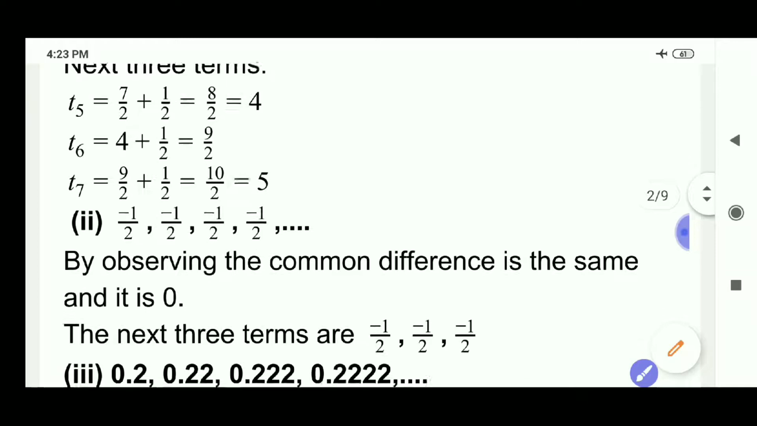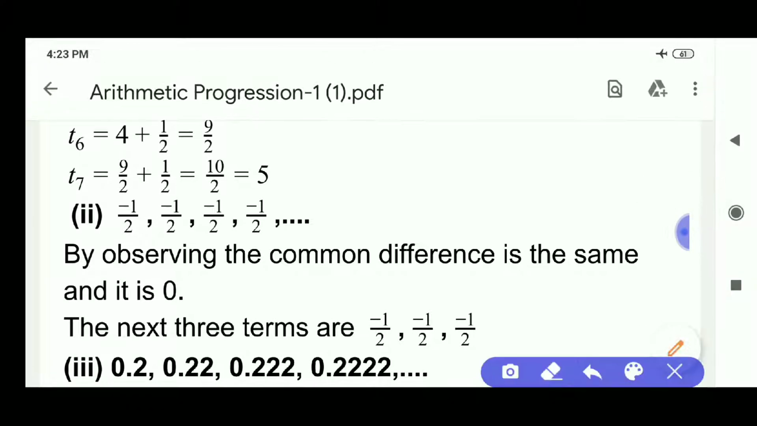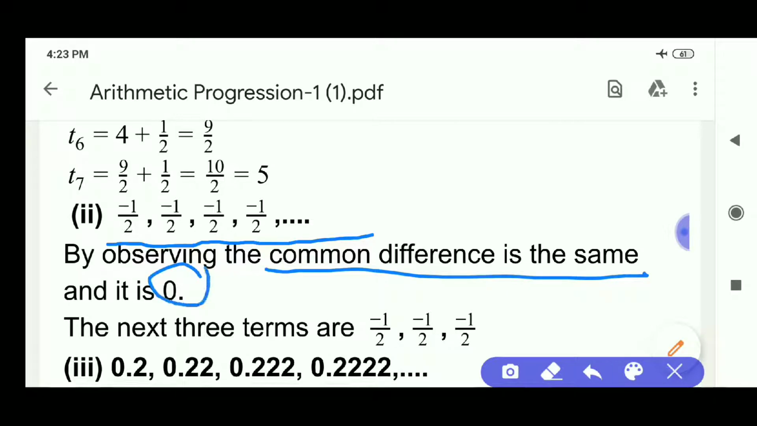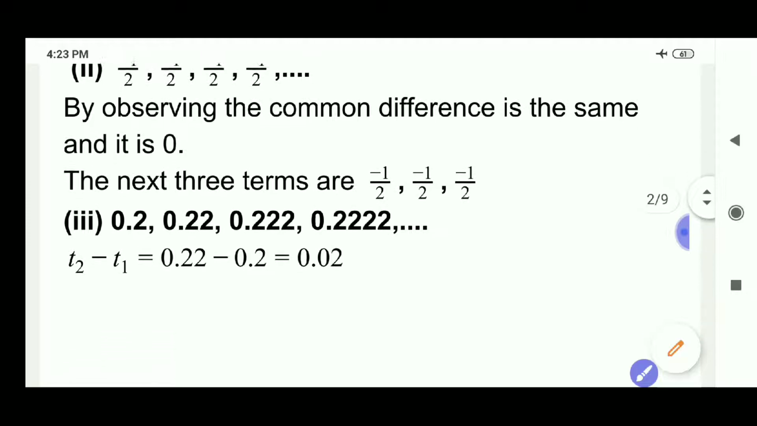Now one more question. Minus half, minus half, minus half, minus half, and so on. By observing, the common difference is same, that is nothing but 0. So the next three terms are minus half, minus half, minus half. That's all. Now one more question.